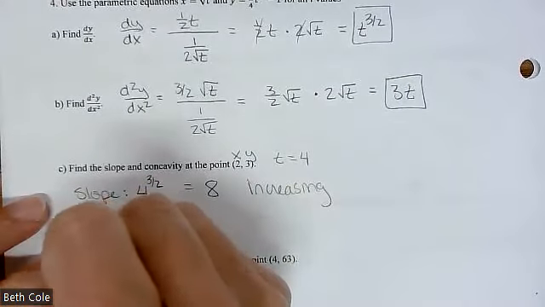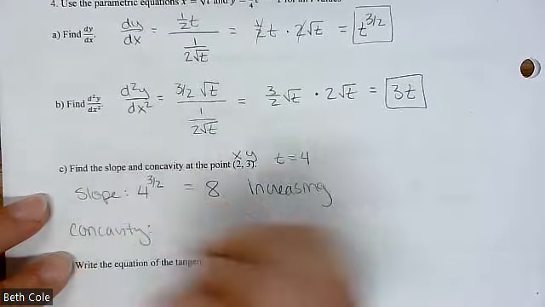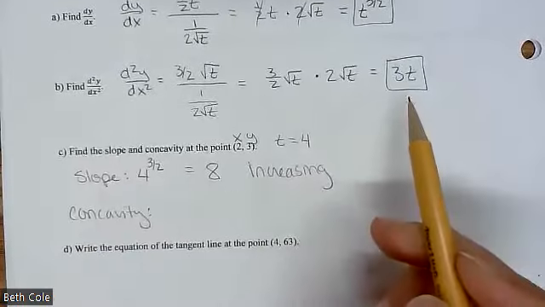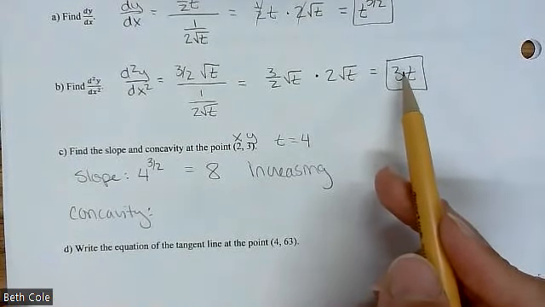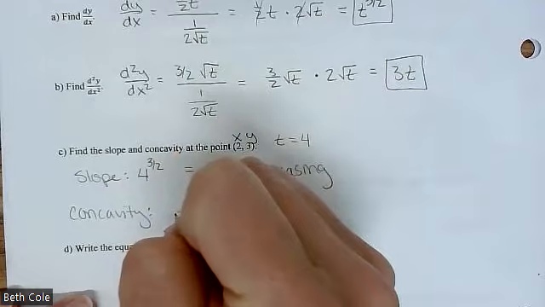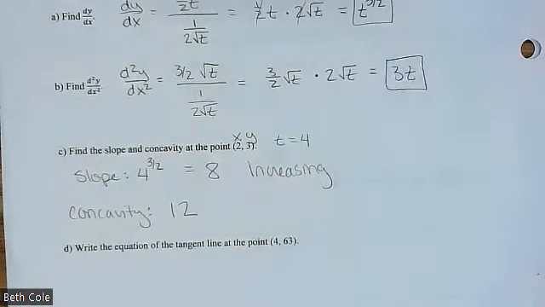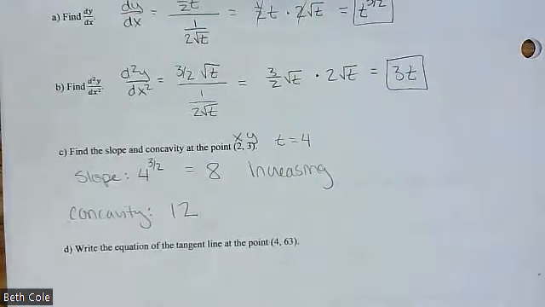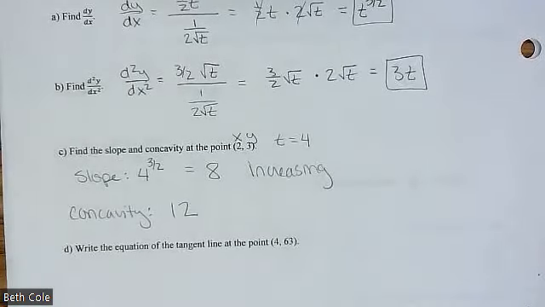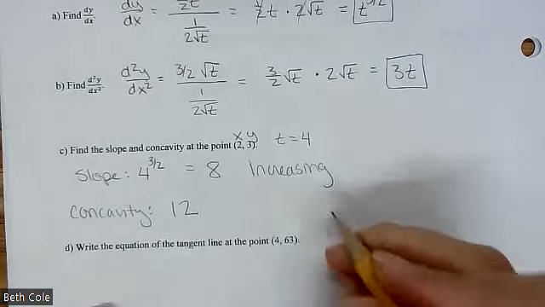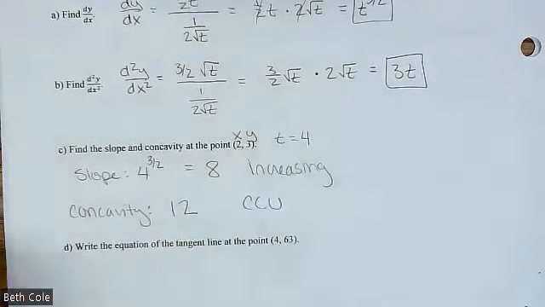All right, concavity. We're going to plug 4 for our parameter into the second derivative. That's an easier one. 3 times 4. 12. The point is, though, that it's what? Not so much that it's exactly 12, but good, it's positive. So what does that mean the graph is doing there? Concave up. Because second derivative is positive then.